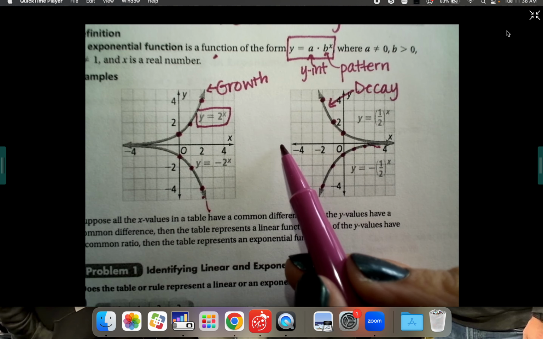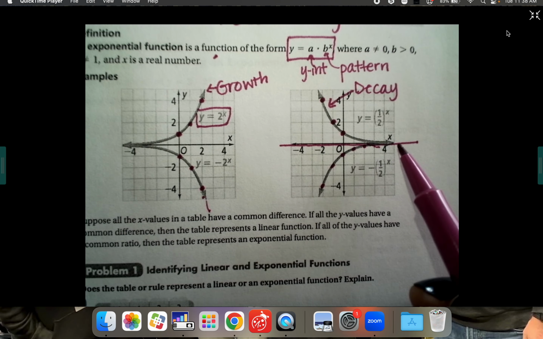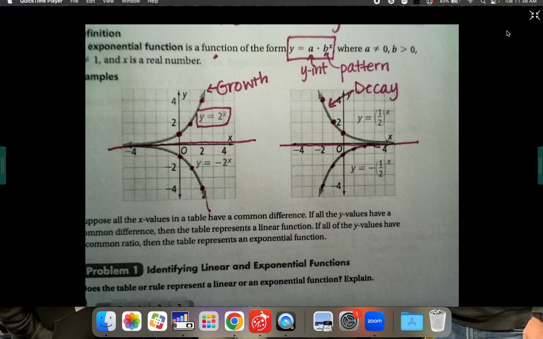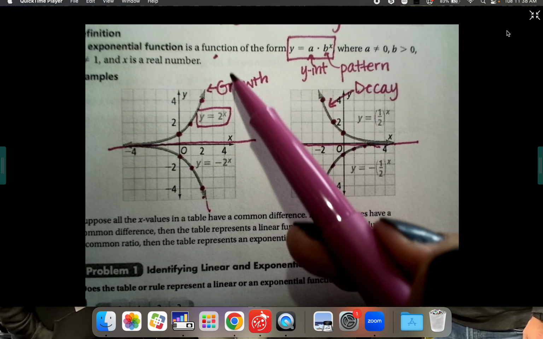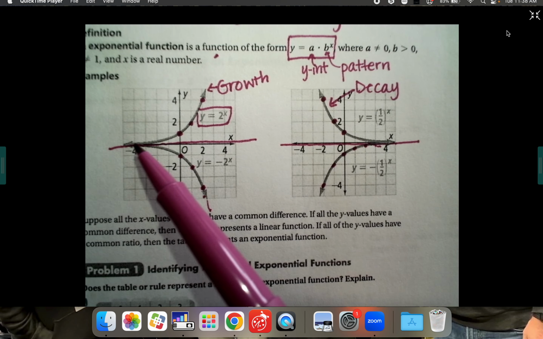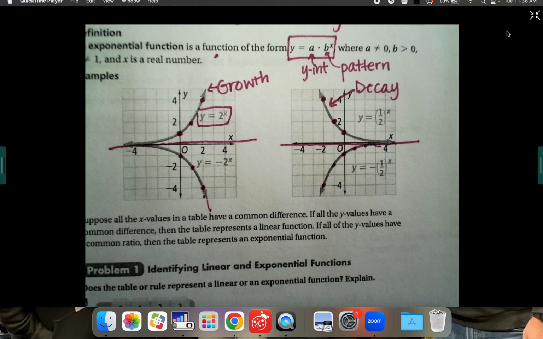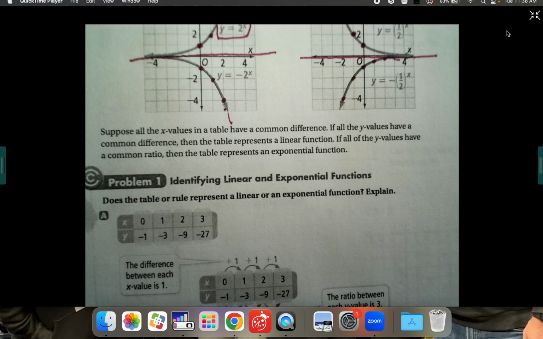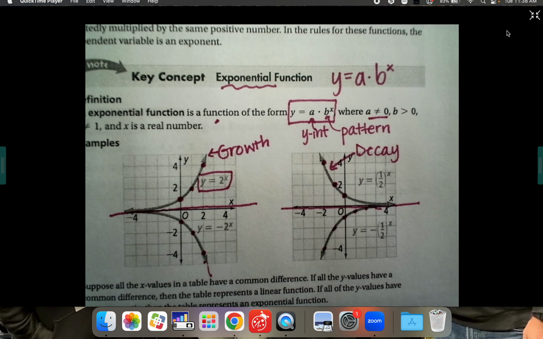It's never going to actually hit the x-axis and be actually at 0. It's just going to be closer and closer to it. And that's what all exponential graphs end up doing. They grow super rapidly, or they decay super rapidly, but they never quite touch 0. And that is important because it says x cannot equal 0. Or sorry, a cannot equal 0.